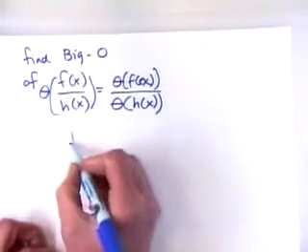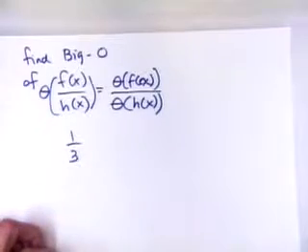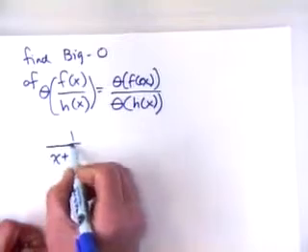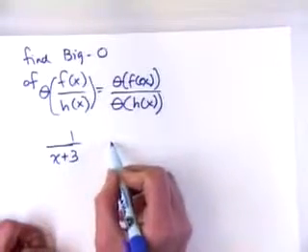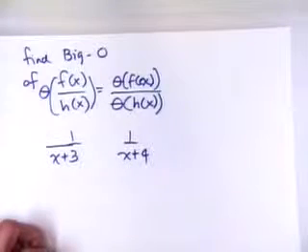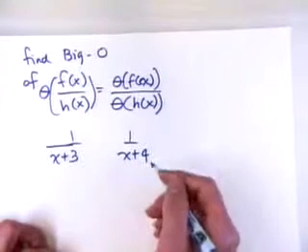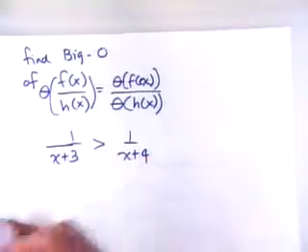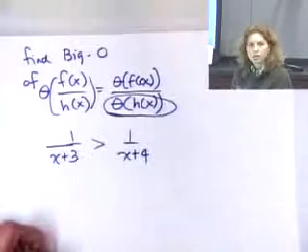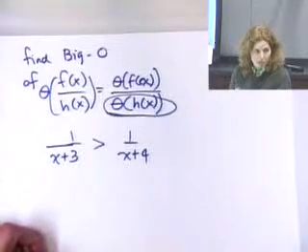So if I have 1 over x plus 3, I can't just replace that with 1 over x plus 4 and think it's going to be bigger. Right? This is actually smaller. So it doesn't go the direction I want it to. So actually on the bottom, you really do want to make sure you're doing big theta.